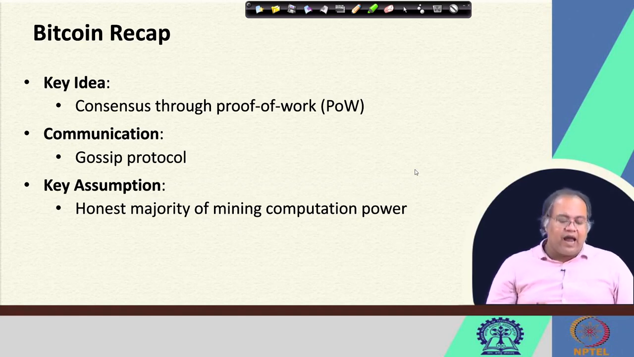Now, in Bitcoin the key idea is that we achieve consensus through proof of work. So, that means it is a completely open consensus. In Bitcoin the communication protocol that is being used is the gossip protocol. So, the nodes gossip with each other to share the blocks, and the key assumption there is the honest majority of the mining computation power. So, the miners are honest and they have the majority of the consensus power.